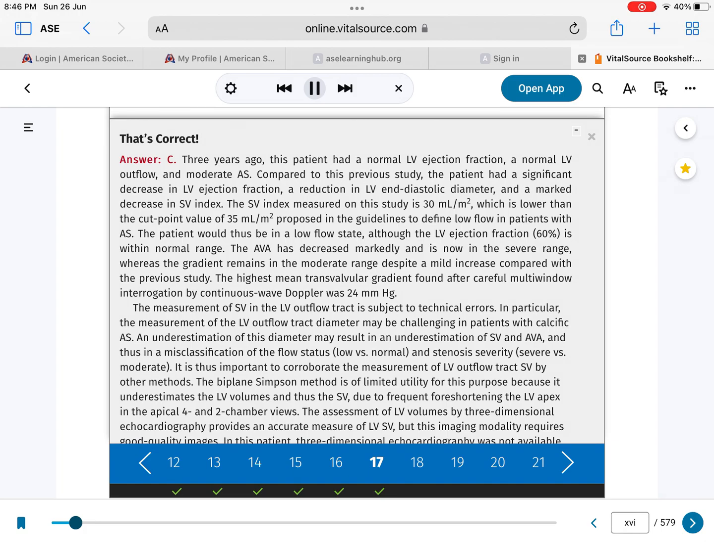17. Your recommendation for this patient is: A. Schedule a follow-up echocardiogram in 2-3 years. B. Perform an exercise test.